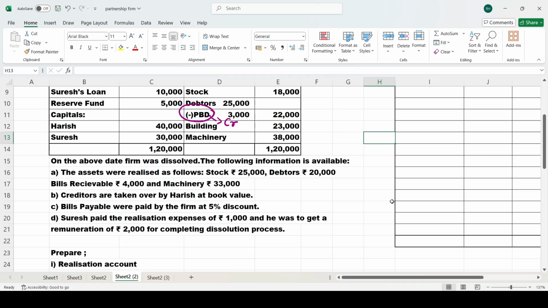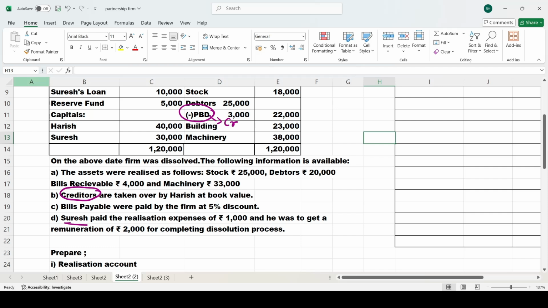I told you, very importantly, if any partner has taken over the liabilities, what are you supposed to do? Until this problem we discussed a partner taking over an asset. You can ask me, ma'am, liability is nothing but the debt we have to pay, so how can a partner take over this liability? In the sense, the partner has agreed that instead of you paying the money to the creditors, I'll pay the money to that particular creditor. That's why the partner Arish has taken over the creditors. So this money will be paid by the firm to Arish in his partner's capital account. Okay. Now bills payable were paid at 5% discount.